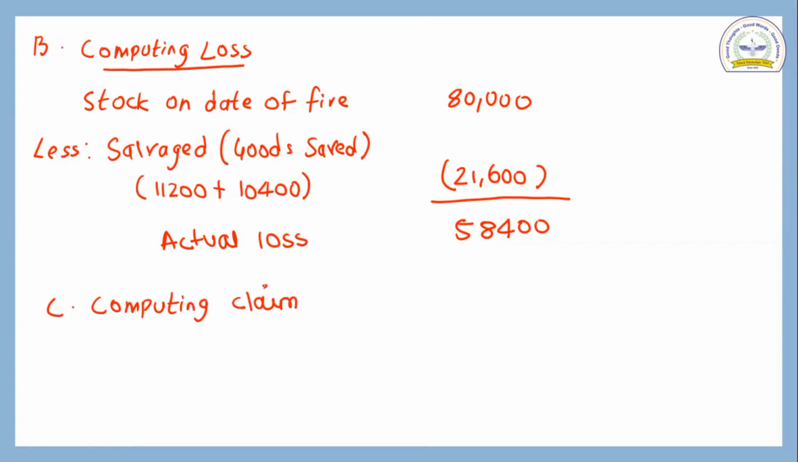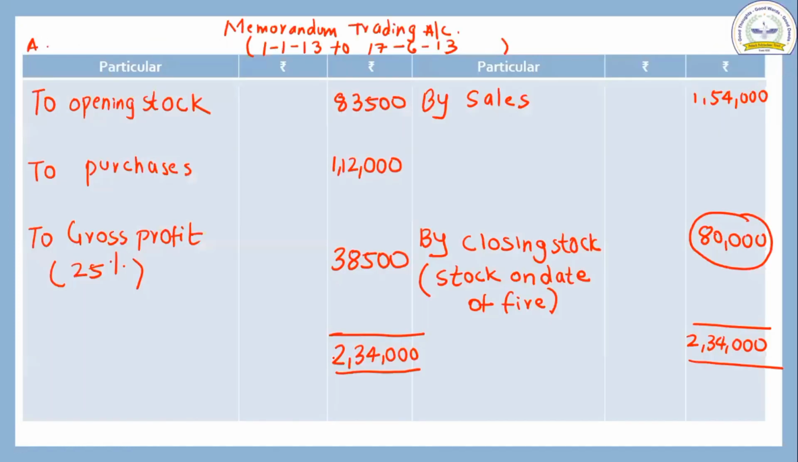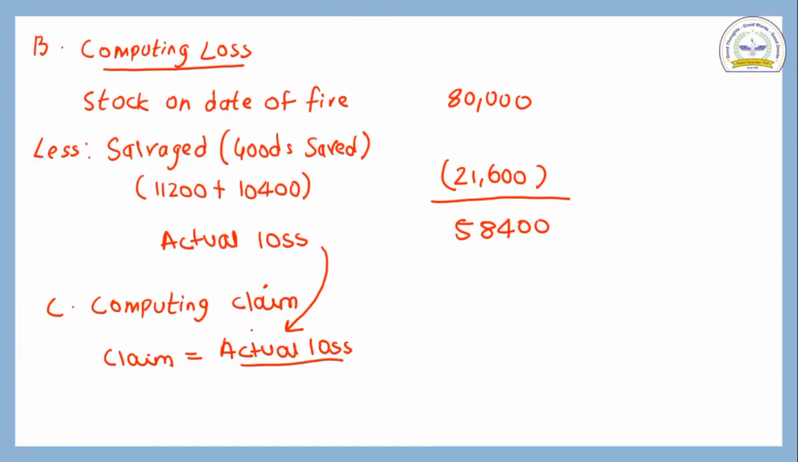So what is the formula of computing claim, students? First, you will write this as an actual loss. See how you are going to make the formula. Formula of claim is equal to the actual loss which you are getting, divided by, what you need to write? The first one is stock on the date of fire. Stock on date of fire. Multiply by policy amount, student.